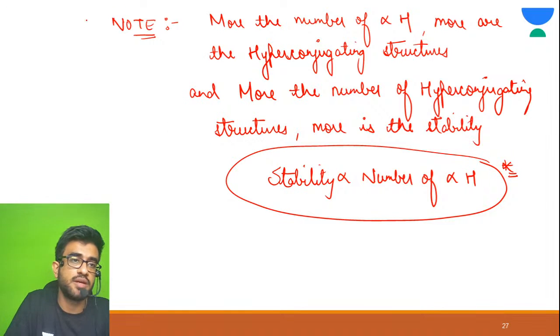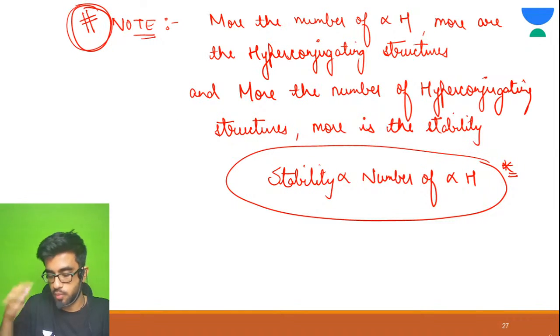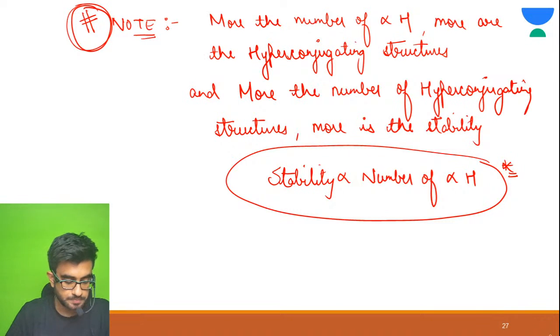This is a very, very important note. Very important. Tell me in the chat section if this much is clear to all of you. Come on everyone, tell me in the chat section if this is clear.